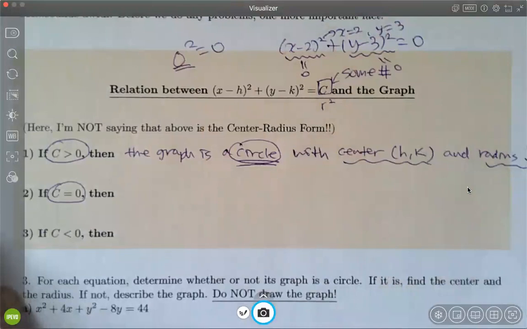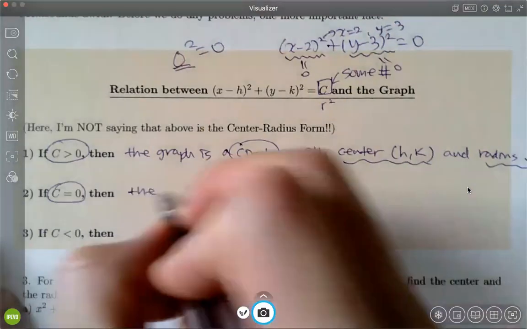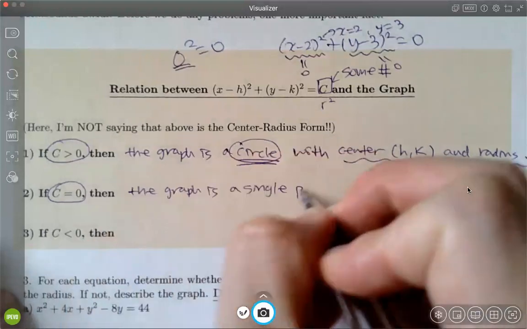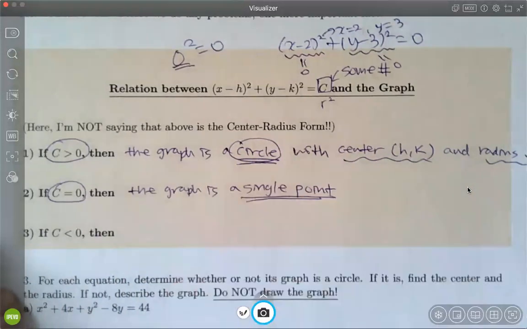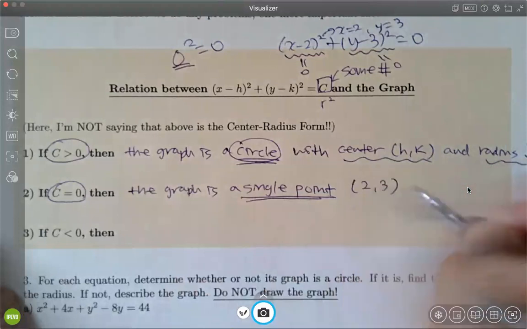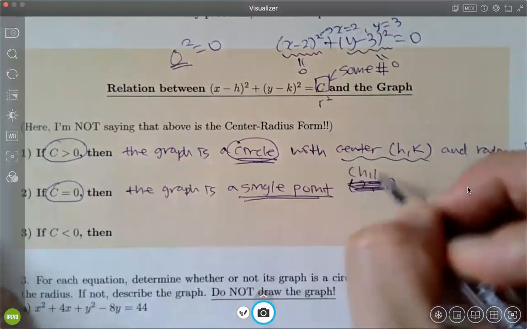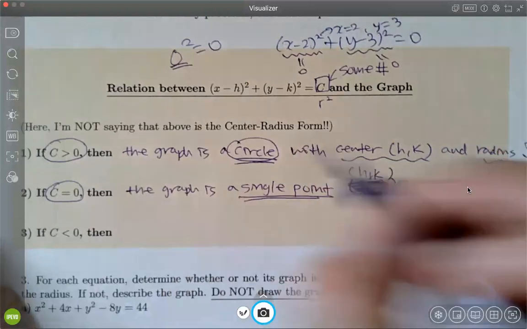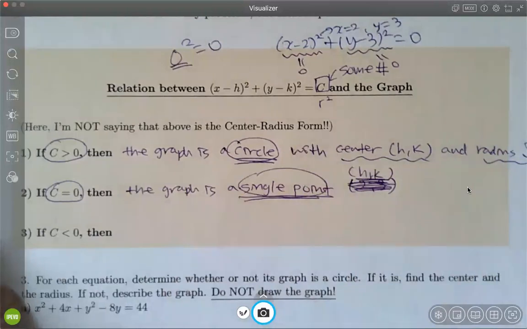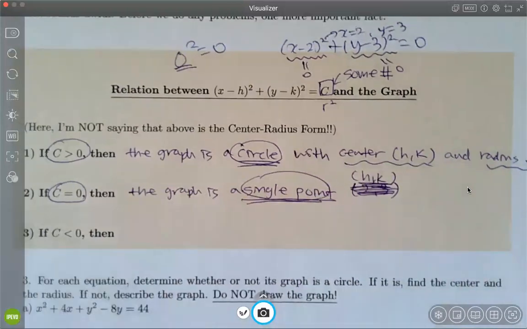And what does that mean? The graph is a single point. And what's the coordinate of this point? 2 comma, I'm sorry, h comma k. Yeah, 2 comma 3 was just an example. H comma k. So what does that mean? It's not a circle, but you can think of it as a circle with like 0 radius. But the graph is a single point.